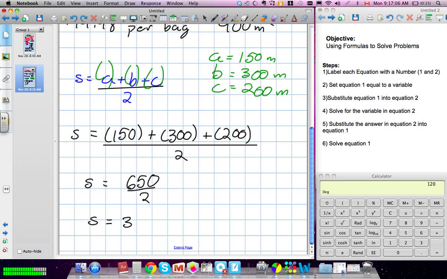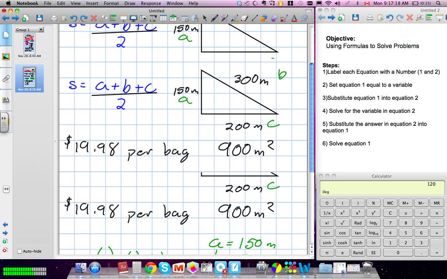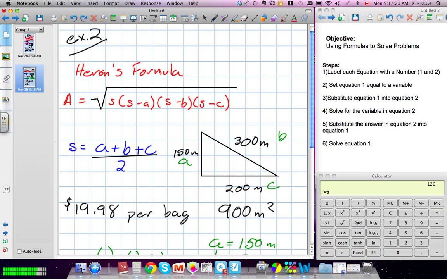The problem is we're not done yet. All that did was solve for our missing variable in Heron's formula. We had our A, B, and C. We now have our S, which is 325. And I have to plug that in 4 different times. So we're going to go to another page so we have some room.